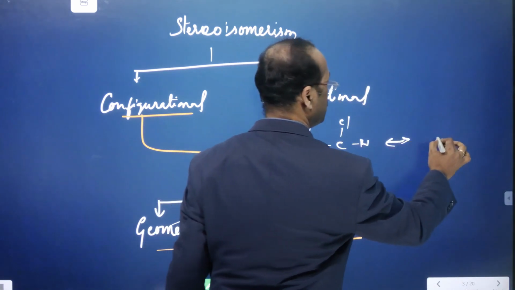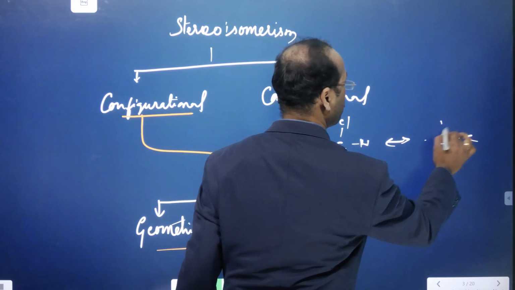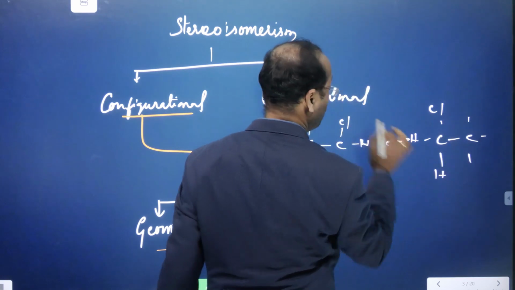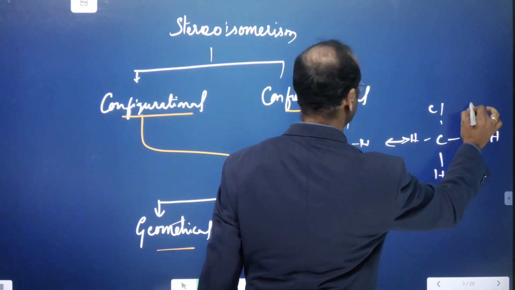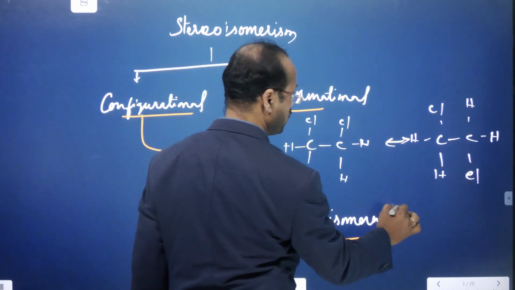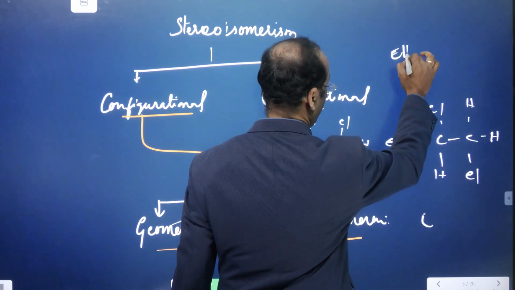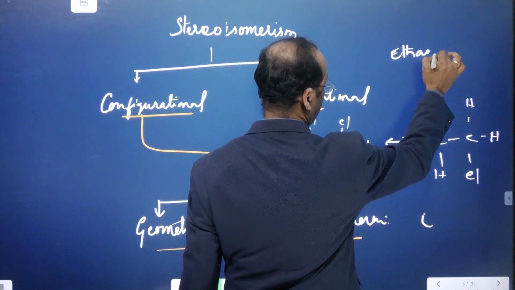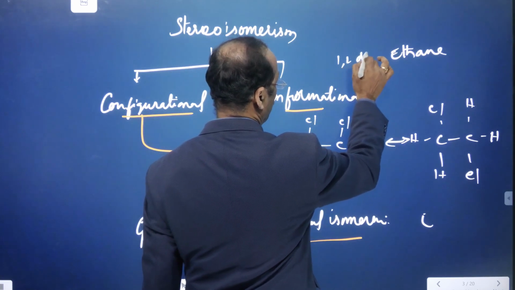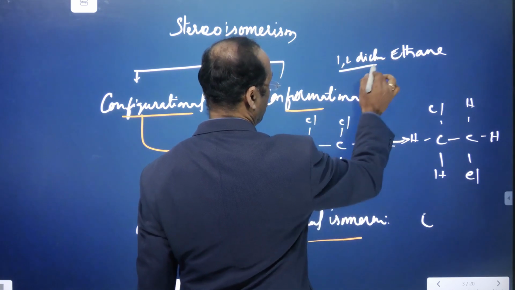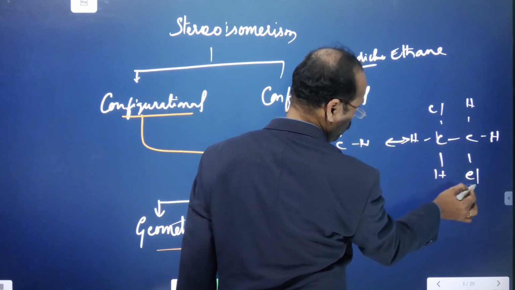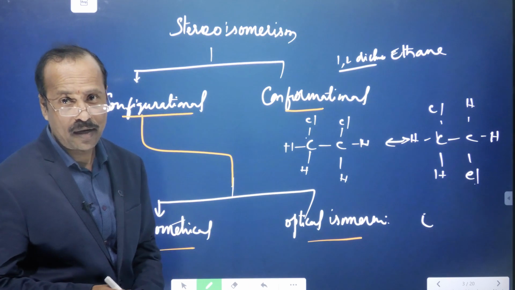So I can change this one. How can I change? C, single bond, C. Here chlorine, hydrogen. This chlorine I am bringing here, and this is hydrogen. What's the name of this one? Two carbons means what? Ethane, since a single bond is there. But here you see, first carbon has one chlorine, second carbon has one chlorine, so the name is 1,2-dichloroethane. This also is 1,2-dichloroethane. Both are the same dichloroethane.